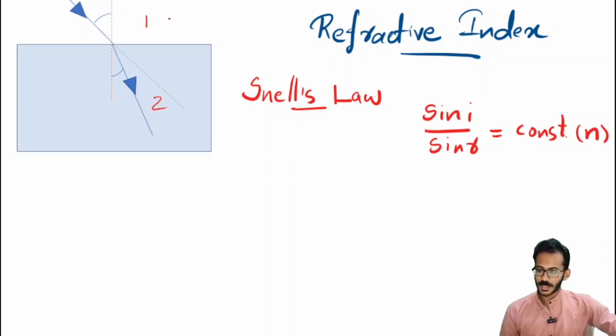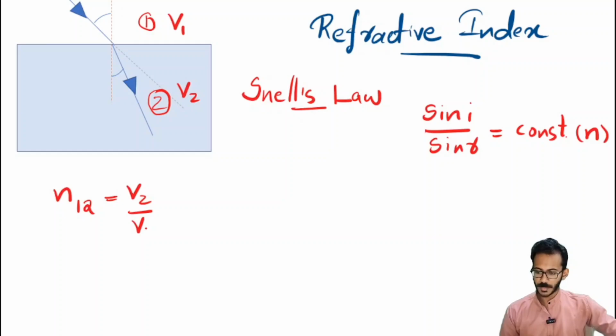So let's imagine the speed of light in the first medium is V1, and the speed of light in the second medium is V2. We have a shortcut to remember this. The refractive index of the first medium with respect to the second medium can be written as V2 by V1. Here, V2 is the speed of light in the second medium and V1 is the speed of light in the first medium.